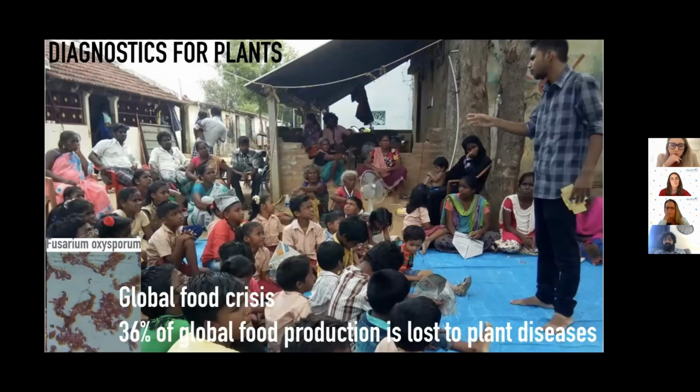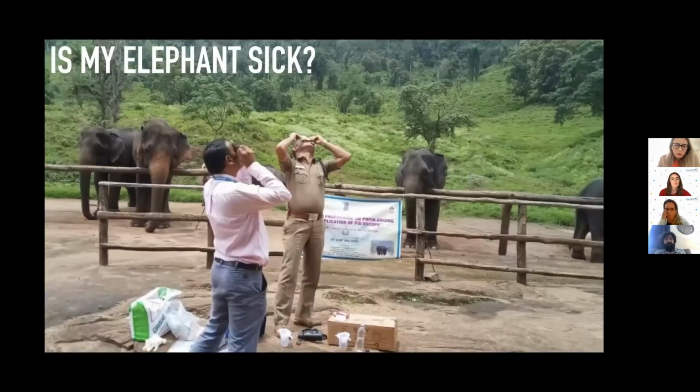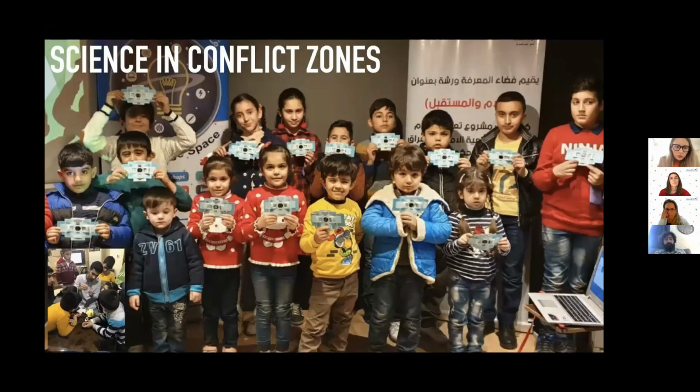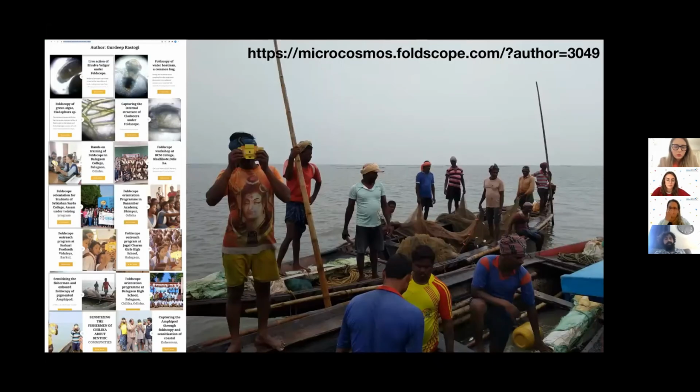Many of these communities are indigenous communities. So this, for example, is nomadic tribes learning about diagnostics for plant pathogens. Here are veterinary scientists engaging in conservation work. Here is an example from conflict zones. This is from Iraq, literally 6 months after the war ended, because many of these kids have never had the chance to go to school for the last 7-8 years. In the context of the ocean, here is an indigenous community in Lake Chilika.